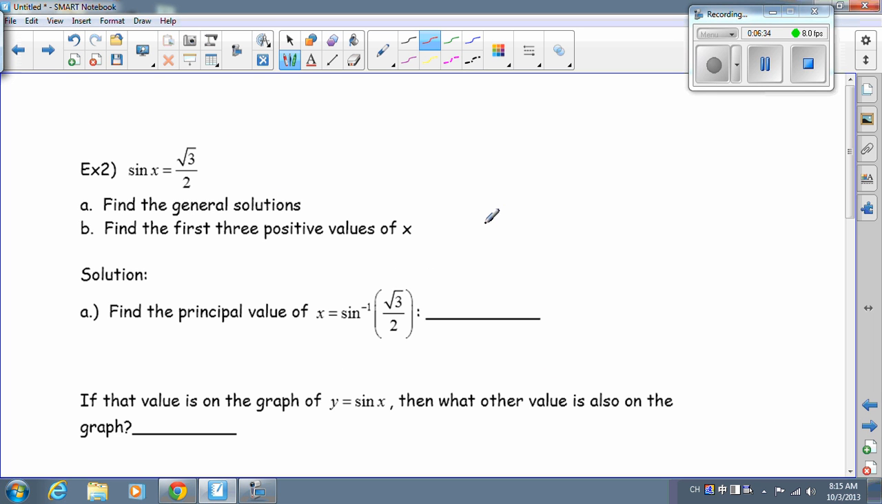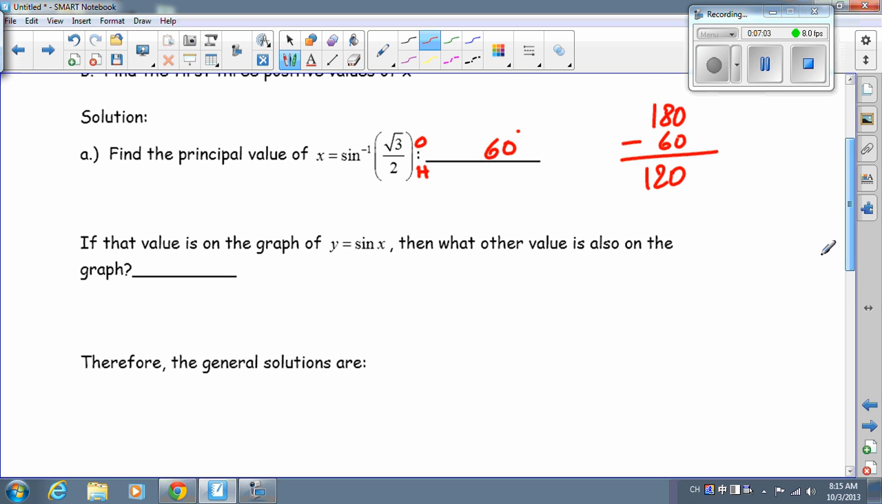The next portion says sine of x is equal to square root of 3 over 2. Find the general solution. Find the first 3 positive values of x. Now, the principal value of x when the sine is square root of 3 over 2, knowing that this is the opposite and this is the hypotenuse, we know that this is a 60-degree angle. And if you take away that 60 from 180 to get the second value, you should get 120.